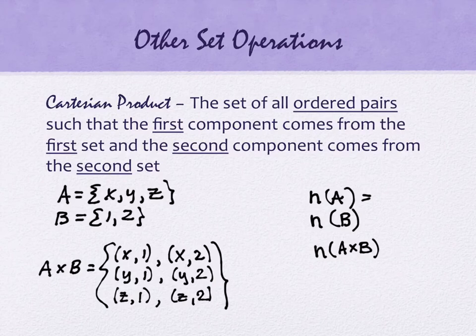How many objects, how many elements did we have in set A? 3, I think, right? X, Y, and Z. So 3. How many elements were there in set B? 2. How many elements were there in the Cartesian product? 6. Remember, an element there is actually an ordered pair. Do you see anything that you could speculate is happening between all of these numbers over here on the right? 3 times 2 equals 6, right?